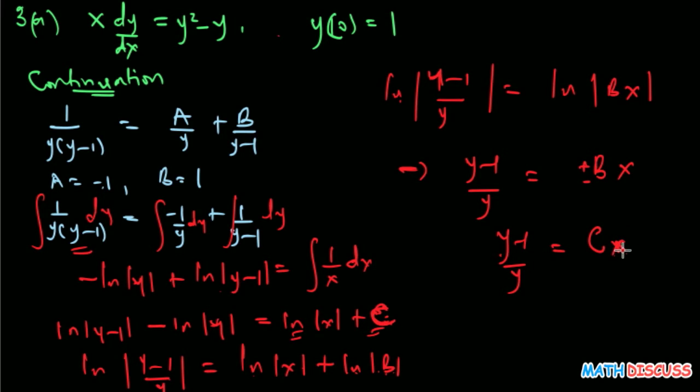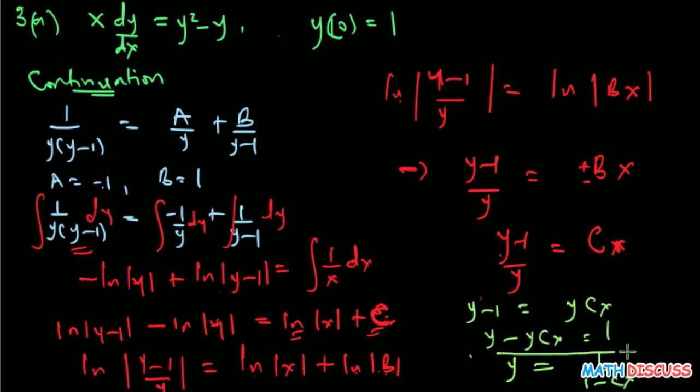So it simply means the solution you're going to obtain should have y as the subject of the equation. So to make y the subject of this equation, let me cross multiply both sides by y. You have y minus 1 equals y times cx. When you bring this to this side, you have y minus y times cx equals 1. So y is common here. So when you make y the subject of formula, you have 1 over 1 minus cx. So this is the general solution for this differential equation.